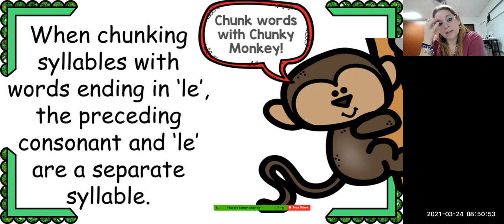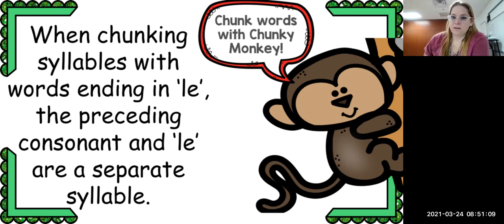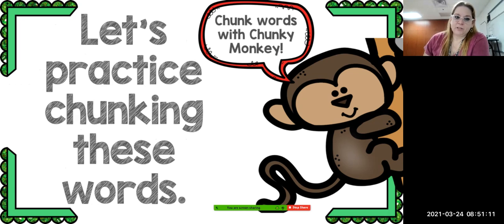So when you're chunking syllables with words ending with LE, the preceding consonant, the consonant that comes before the LE, and the LE are a separate syllable. So let's practice chunking those words together, okay?